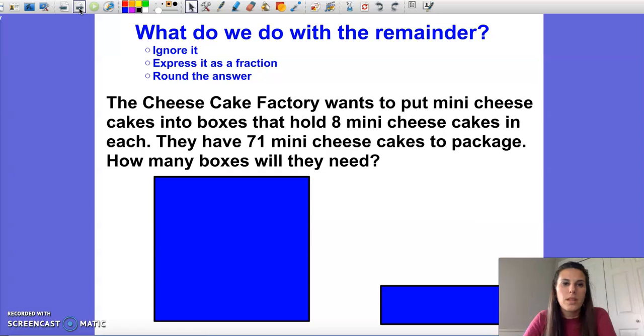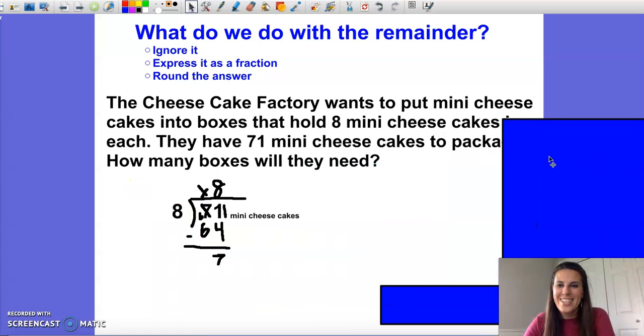How about this one? The Cheesecake Factory wants to put mini cheesecakes into boxes that hold 8 mini cheesecakes in each. They have 71 mini cheesecakes to package. How many boxes will they need? Please pause the video and then hit play to check your work.